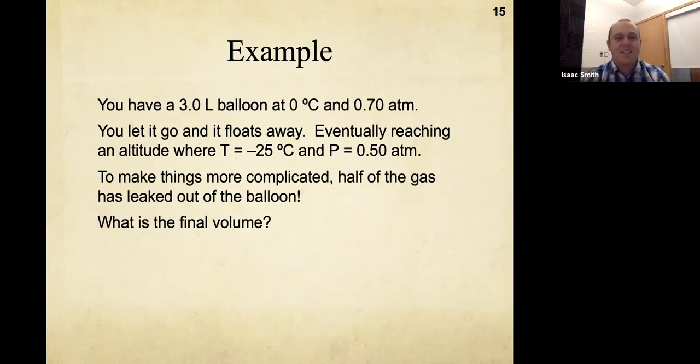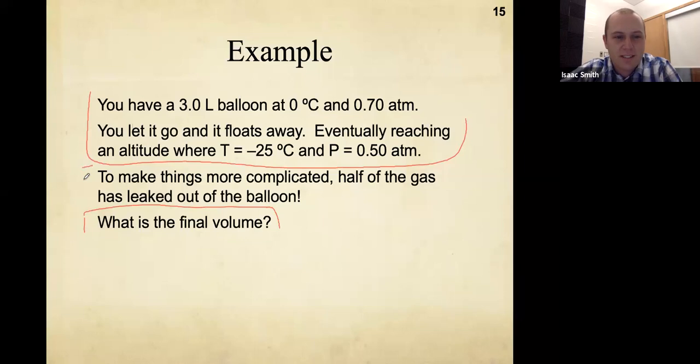Okay, so if this last sentence wasn't added, you could find the final volume with just the combined gas law, the stuff we did in the last lecture. But the problem with the combined gas law is it assumes that the number of moles of gas remains constant. So this is the kicker: to make things more complicated, half of the gas has leaked out of the balloon.